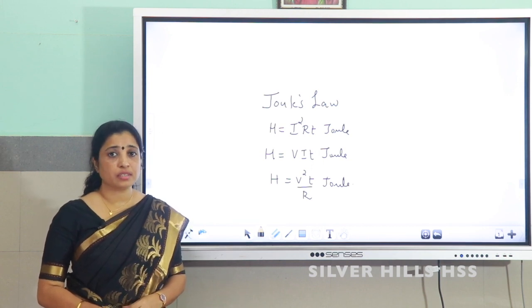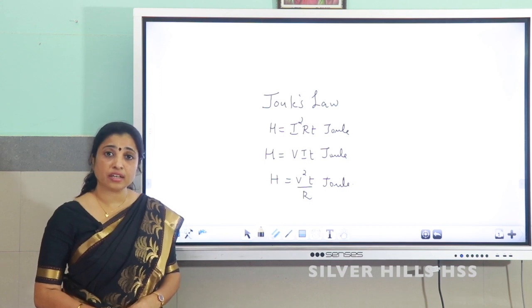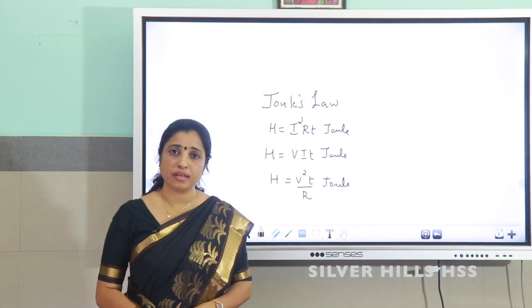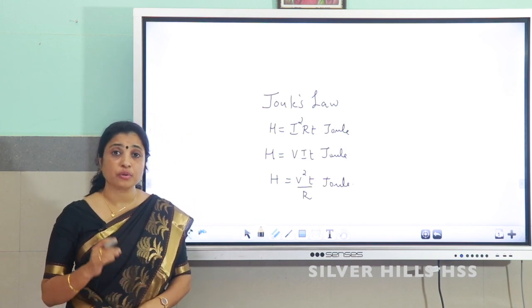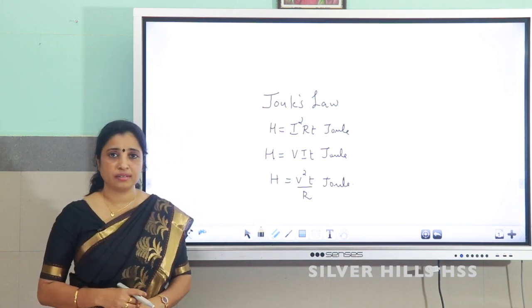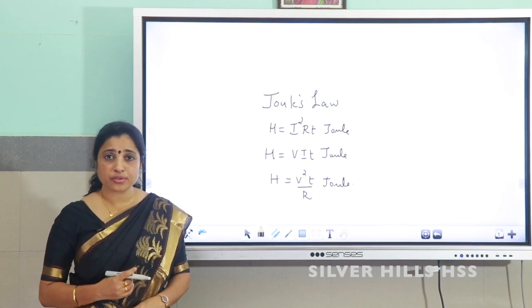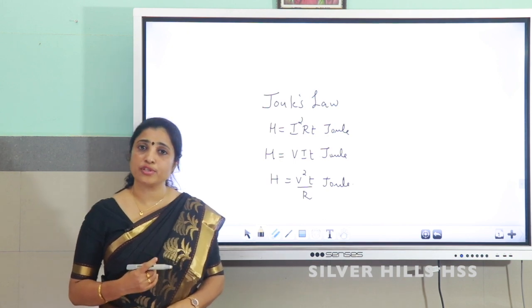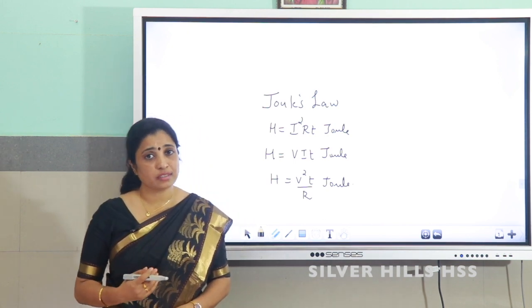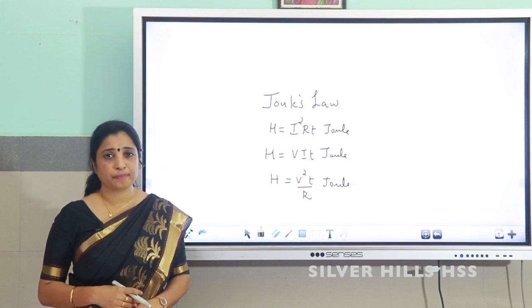From these equations, it is very clear that the heat energy H is directly proportional to the square of the current for a given resistance. Then H is proportional to R for a given current. H is directly proportional to T, time, and also for constant potential difference, H is inversely proportional to R. These were the things which we have learned from Joule's law in our previous classes.